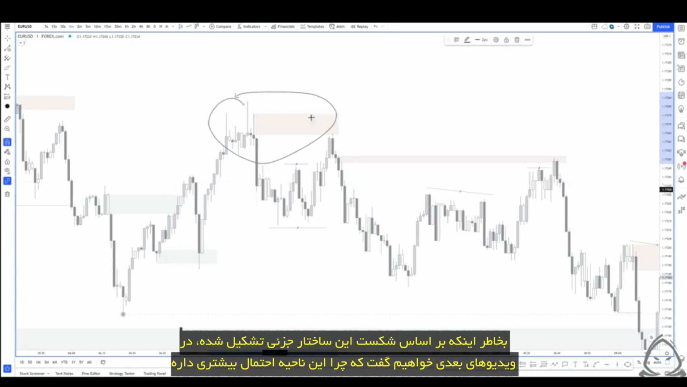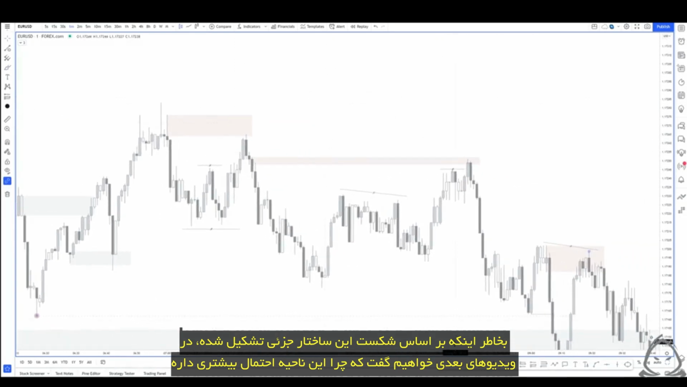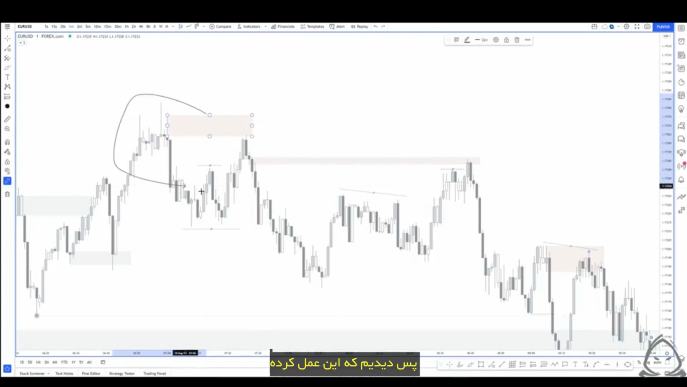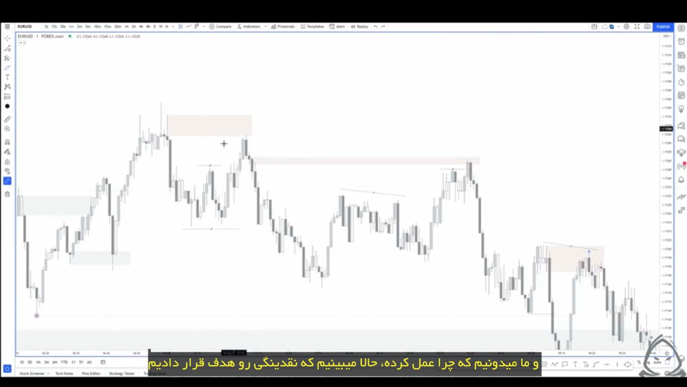We can add on to why this zone ends up being a little bit higher probability in the next videos, but what we can see is this would be our extra confirmation. So we've seen this one play out. We understand why it played out. And what we can see now is we've targeted the liquidity.